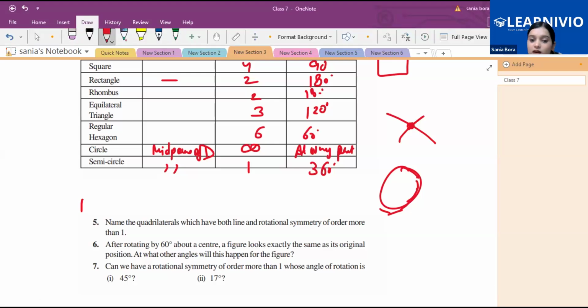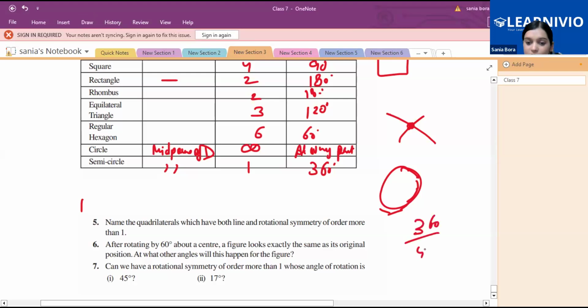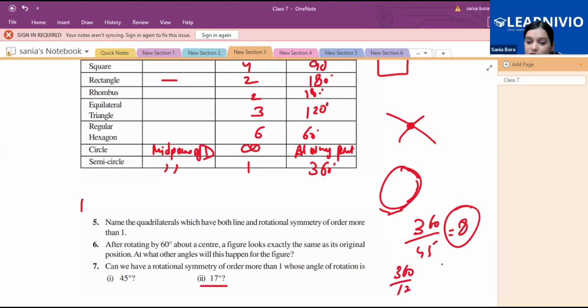So let's just say 360 divided by 45. So what did you get? 6. 6 or 8? Wait, 8. Yeah, 8. And here it is not possible to divide 360 by 17, right? So no rotational symmetry. You'd end up with a decimal. Yes. And you don't want decimals in such a case.